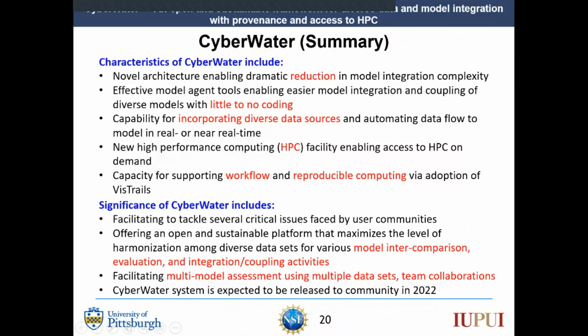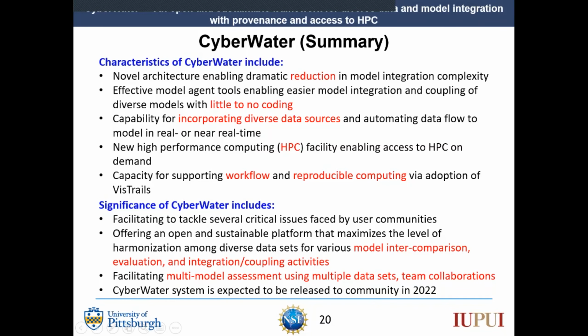Okay, with all that in summary, CyberWater has some unique characteristics. For example, its novel architecture enables a dramatic reduction in model integration complexity. In CyberWater, the model integration complexity is linear as opposed to quadratic model complexity for those pairwise model integration systems. And you know, the linear complexity is the lowest complexity for a model integration system.